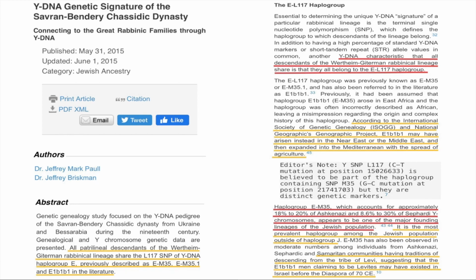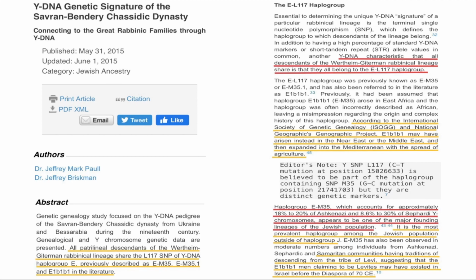A Y-DNA characteristic that all descendants of the Wertheim-Gitterman rabbinical lineage share is that they belong to the E-L117 haplogroup. According to the International Society of Genetic Genealogy, ISOGG, and National Geographic's Genographic Project, E1b1b1 may have arisen in the Near East or the Middle East and then expanded into the Mediterranean with the spread of agriculture.